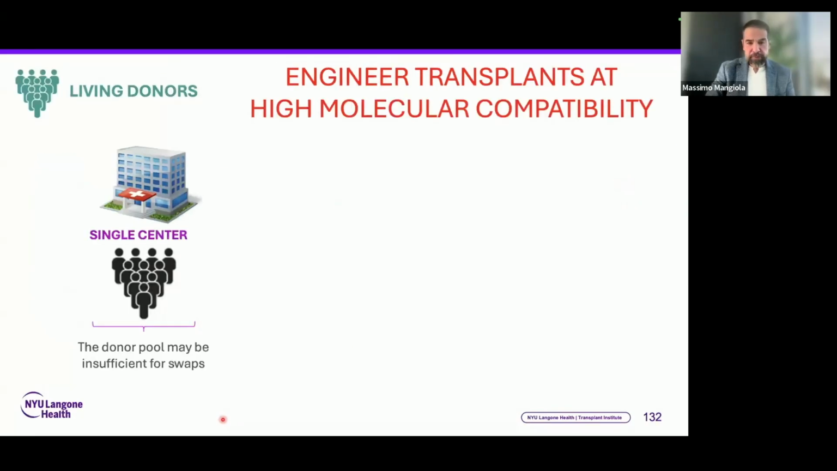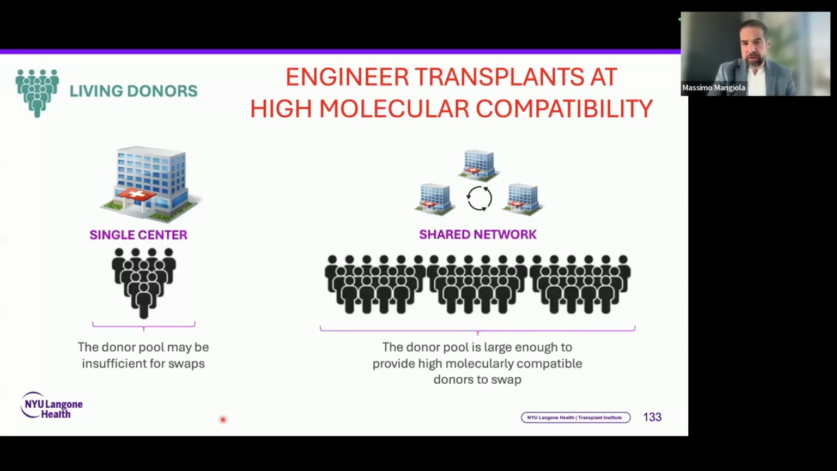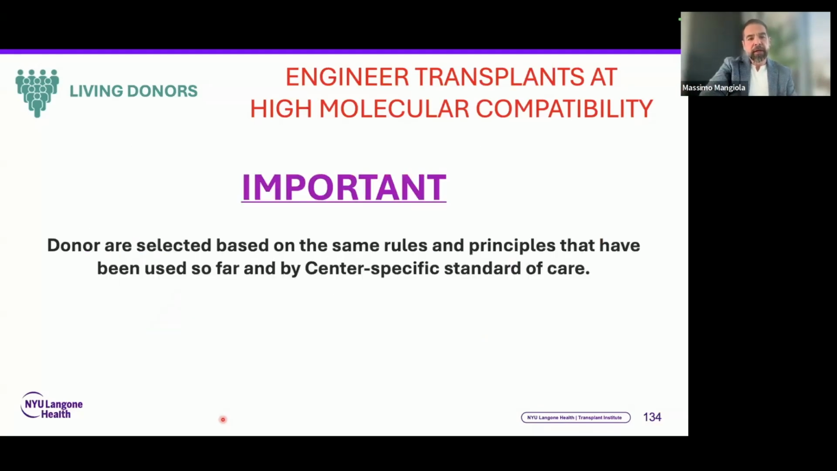In the living donor space, unless you are Kitty Murphy and you work in one of the most amazing centers that does living donor transplants, your donor pool is absolutely insufficient to pull these off. And so what is best to do is to link in, to share in a network where all the centers put the donors together. So now you have a large enough cohort where you can go into this type of granularity. Important, because this is also another myth out there.